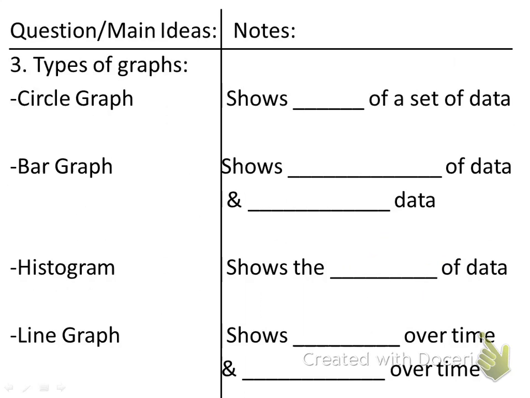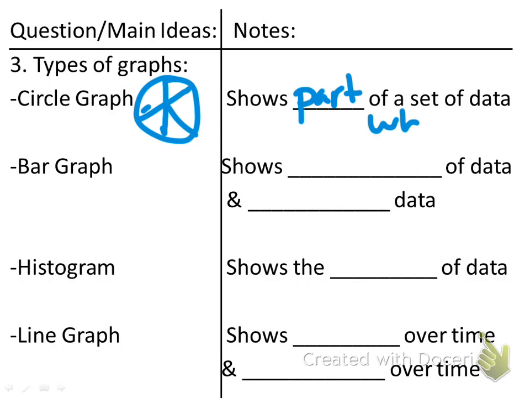Okay, now number 3, I want us to break down the types of graphs so that we know how to do this on our own for the future. So the different types of graphs we have are circle graph, bar graph, histogram, and line graph. A circle graph shows blank of a set of data. Well, it shows part of a set of data which relates to the whole. So we don't see everything, we see the parts of the whole.